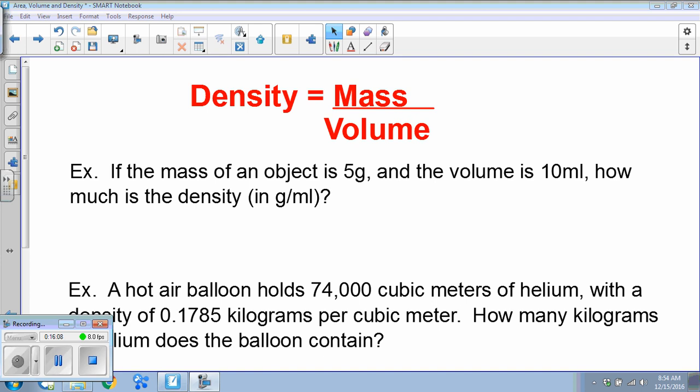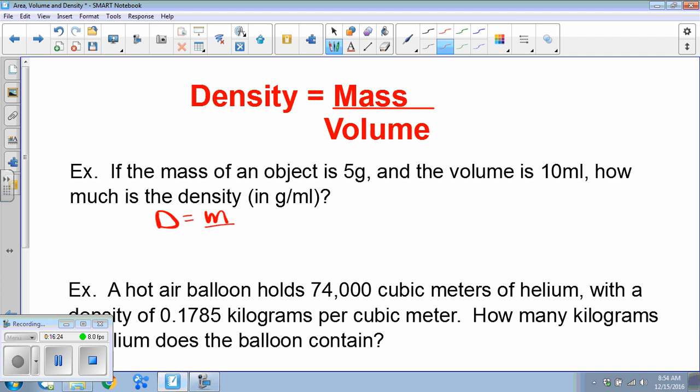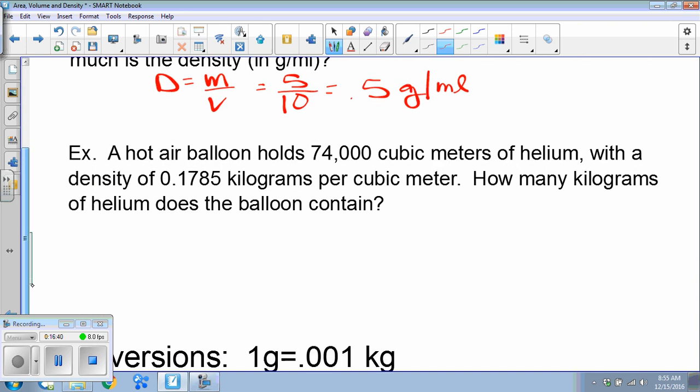Okay, so for example, if the mass of an object is 5 grams and the volume is 10 milliliters, how much is the density in grams per milliliter? We know that density equals mass over volume. They're asking for the density. They tell us the mass is 5 and the volume is 10, so that's 0.5 grams per milliliter. Now, this one's a little bit different.